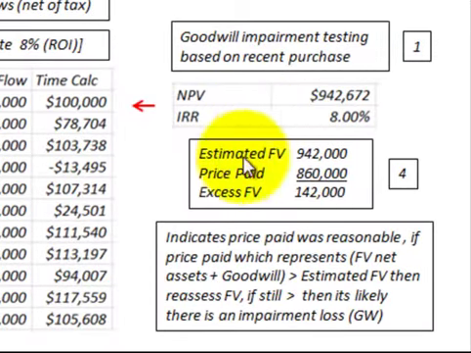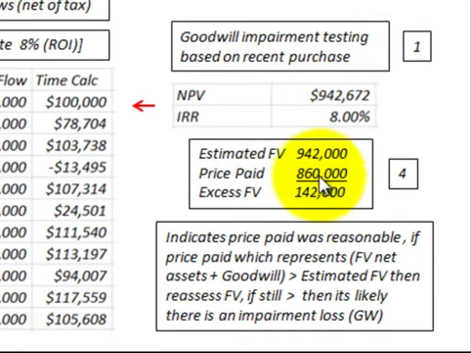Now the estimated fair value of the acquisition here based on the discounted future cash flows was $942,000, and the price we paid here was $860,000. So we paid less here than the estimated future value of this acquisition. So we have excess fair value here, and that indicates that we have sufficient goodwill here. Now this indicates also that the price paid here was reasonable.